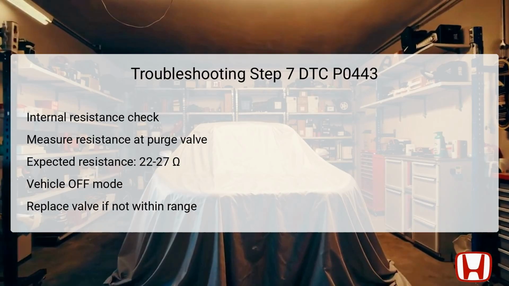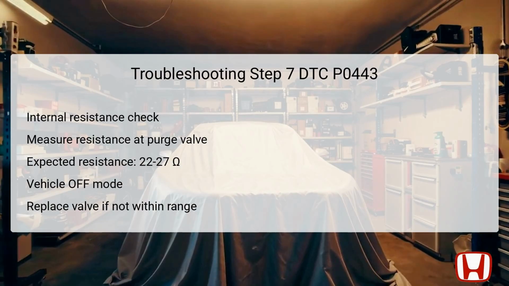The final troubleshooting step involves checking the internal resistance of the EVAP Canister Purge valve to ascertain its operational quality. Firstly, ensure the vehicle is still in the off-lock mode to maintain safety during inspection. With the EVAP Canister Purge valve 2P connector disconnected, measure the resistance between the male terminals of the connector at the valve side. It is essential to measure the resistance across test points that correspond with the valve's terminals. The expected resistance reading should fall within the range of 22 to 27 ohms at room temperature.